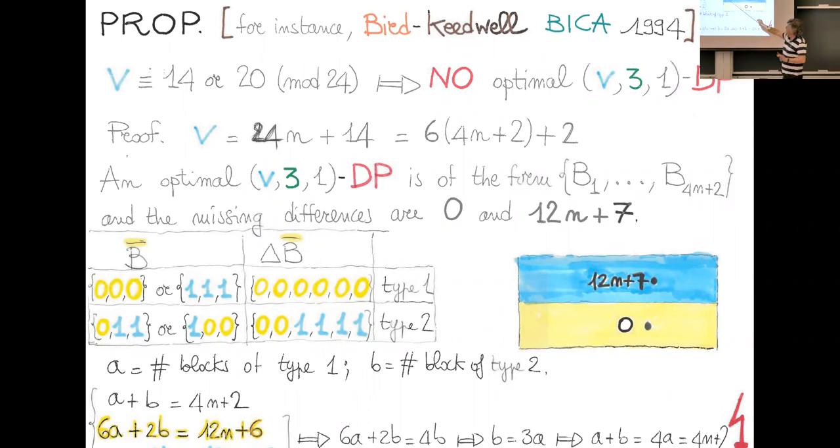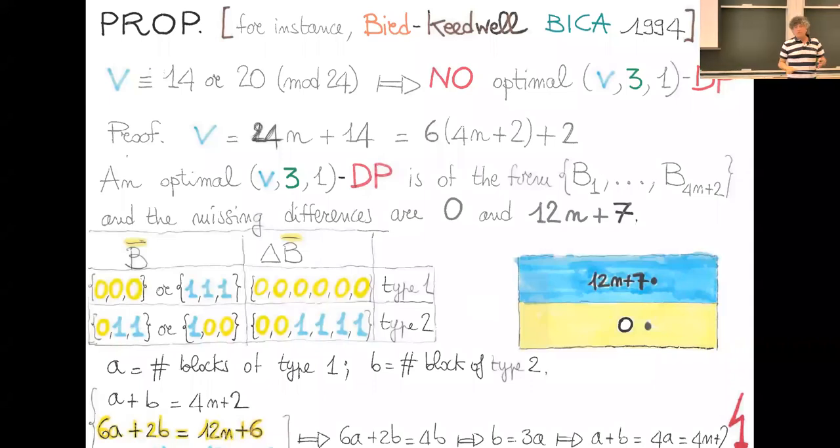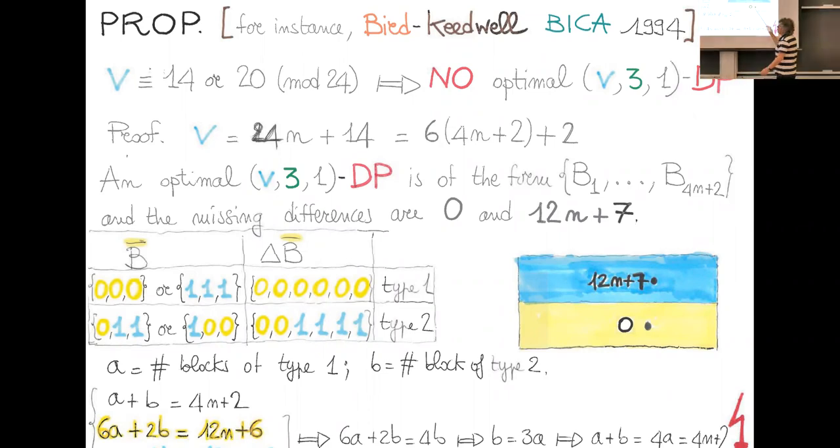Now the missing differences are forced to be 0 and the involutions. Of course, we cannot have 0, but not even the involutions, because if I have the difference x minus y giving the involution, then y minus x is also that involution, which would be repeated twice. This is not possible. So the missing differences are these. Now, we have these 4n plus 2 triples forming a difference packing. Now, consider a triple B.